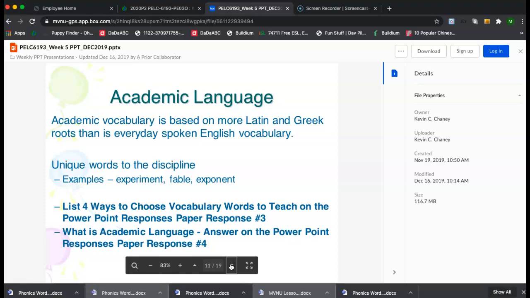So response 3 is to list 4 ways to choose vocabulary words to teach. And response 4 is, what is academic language?